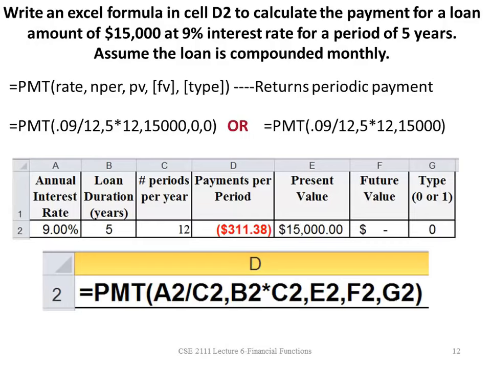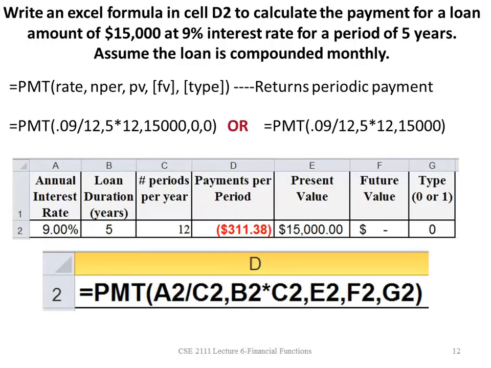Now, sometimes you will hard code these, but many times I'm going to have you set up a spreadsheet and then type in cell references. So if you notice here, I have my spreadsheet set up very nicely. So I can plug in any values, change any numbers, and put the function in. In this case, I want to find the payments per period, which is in cell D2. So I have the payment function, and now I'm just plugging in the cell references.